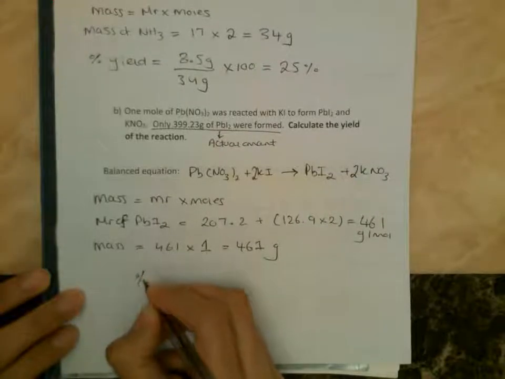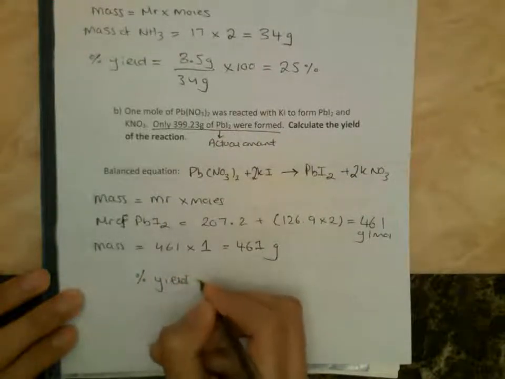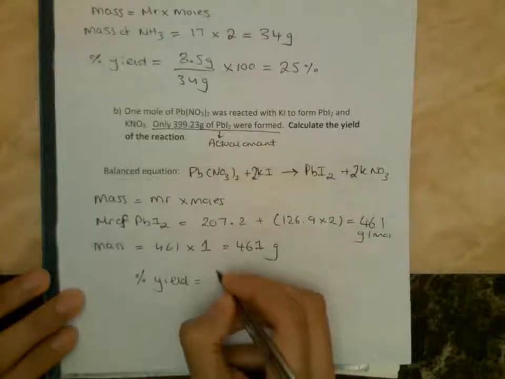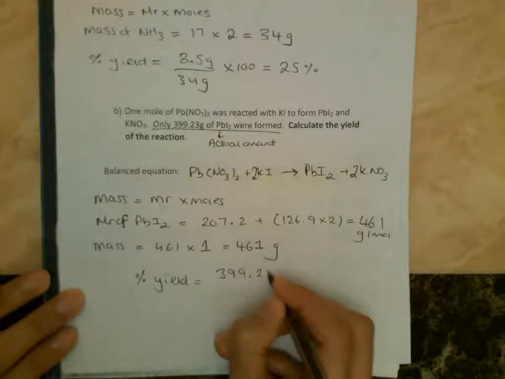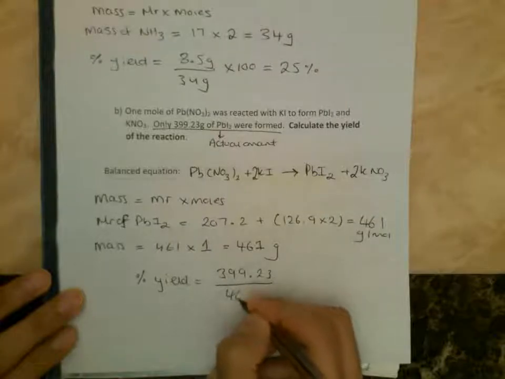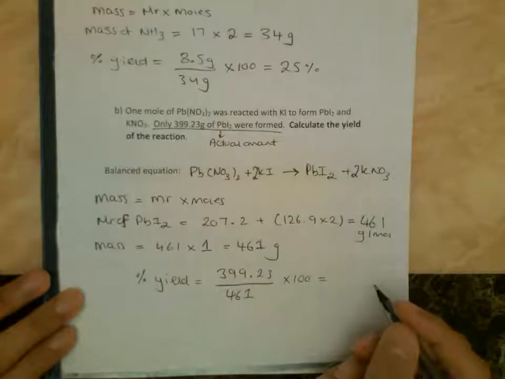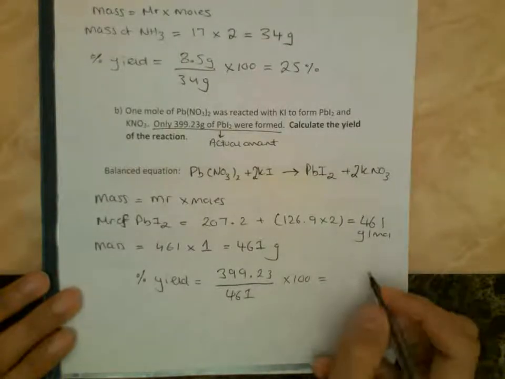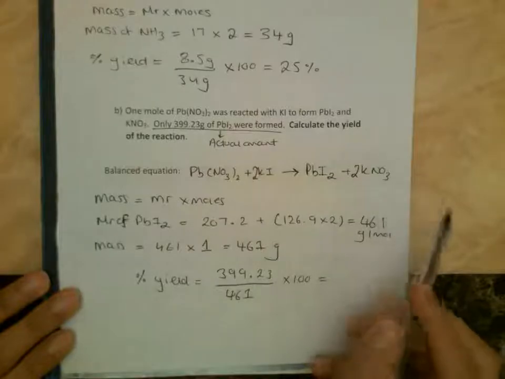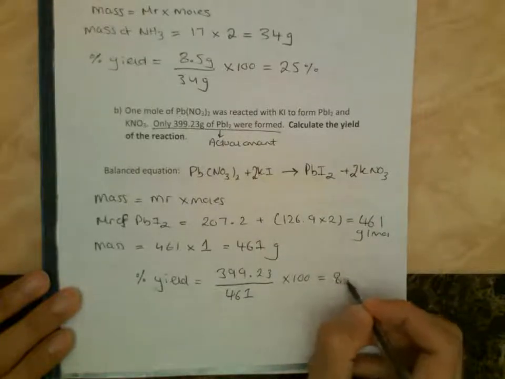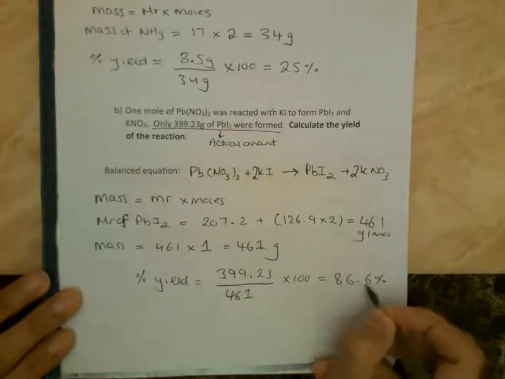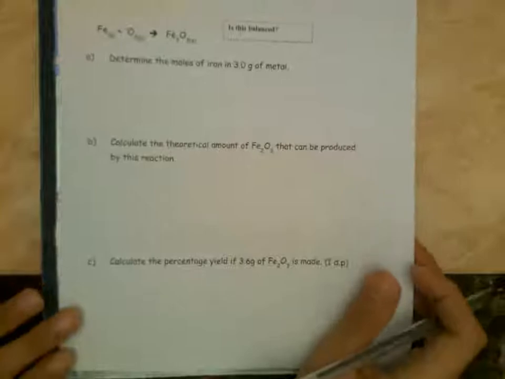So then, just to finish it off, to work out our percentage yield, we would divide what we got actually, which was 399.23, over 461, times that all by 100. And for the question, we're going to give it to 86.6%. Yeah, that's fine. 86.6%. Okay, now task 3.